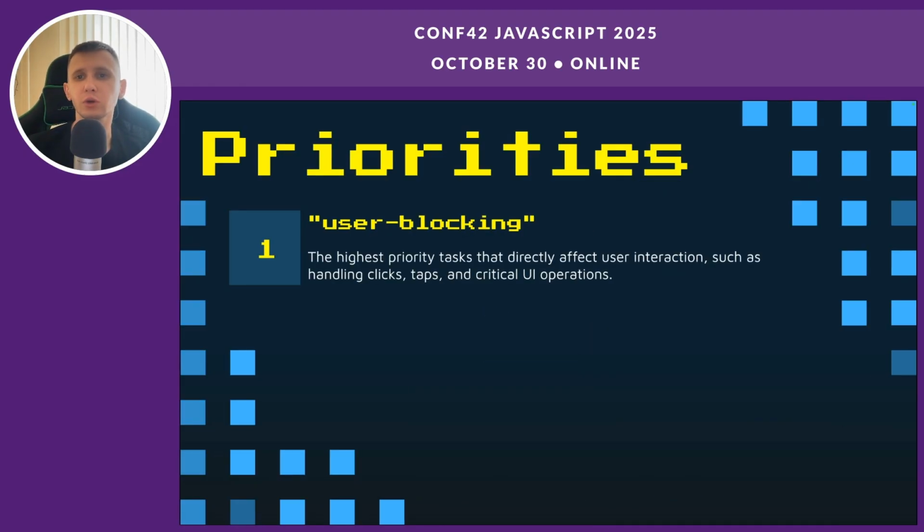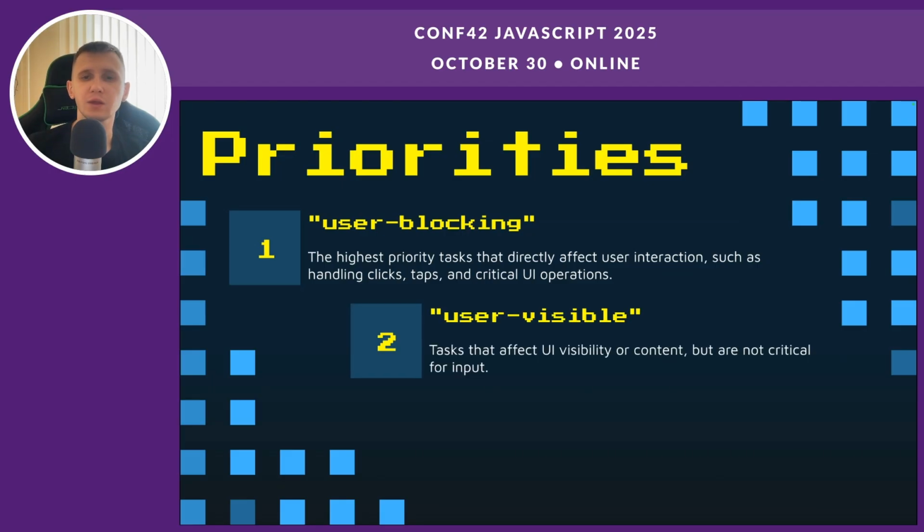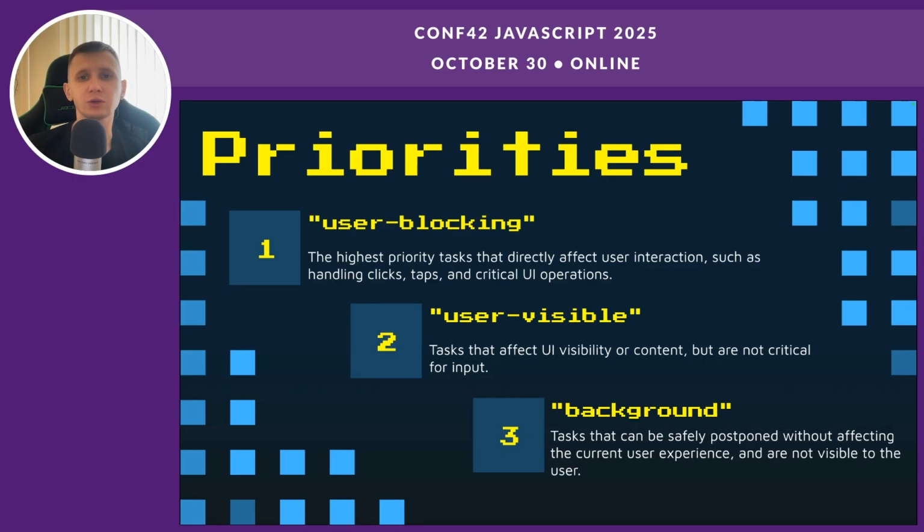First, it's user-blocking, the highest priority tasks that directly affect user interaction, such as handling clicks, taps, and critical UI operations. Then, user-visible, tasks that affect UI visibility or content but are not critical for immediate input. And the third, background, tasks that are non-urgent and can be safely postponed without affecting the current user experience and are not visible to the user. By default, Scheduler.yield has a user-visible priority.